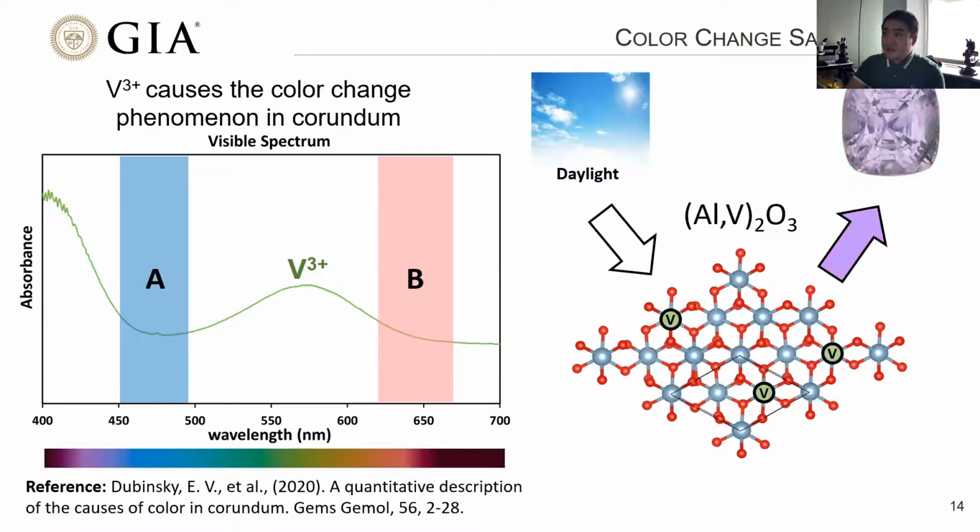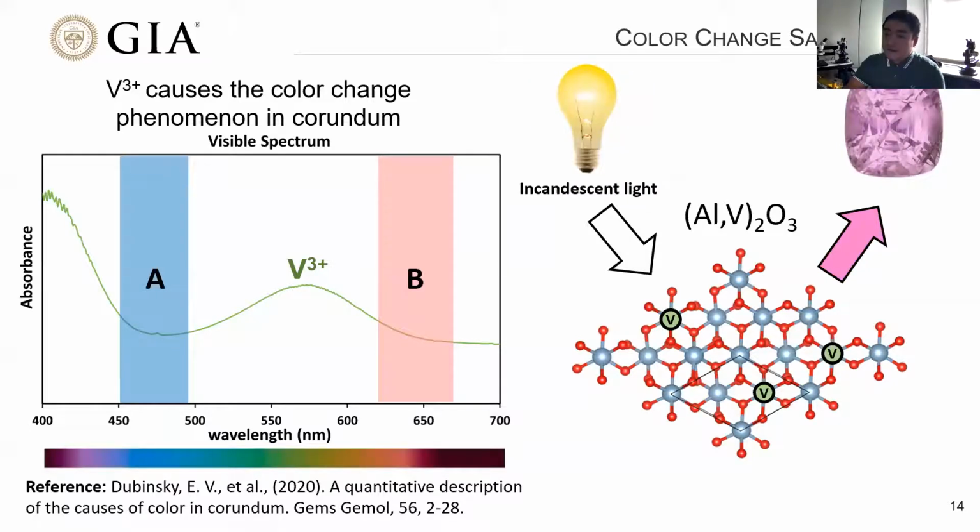The daylight has more light emission in the blue-green region than the yellow to red region. The transmission window A, the window in the blue-green region, gets emphasized, and is attributed to the color of the stone dominantly. As a result, a blue to violet color is seen in corundum. The incandescent light has more light emission in the yellow to red region. The transmission window B, the window in the orange to red region, gets emphasized, and is attributed to the color of the stone dominantly. As a result, a purple to red color is seen in corundum. Let's look at the color change again.